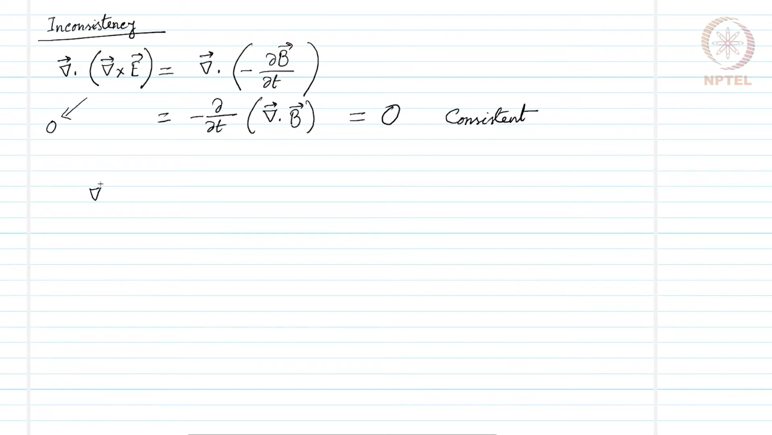If we take the curl of a magnetic field, that is mu naught times the current density. Now, if we take the divergence of this quantity, that is mu naught times the divergence of the current density.